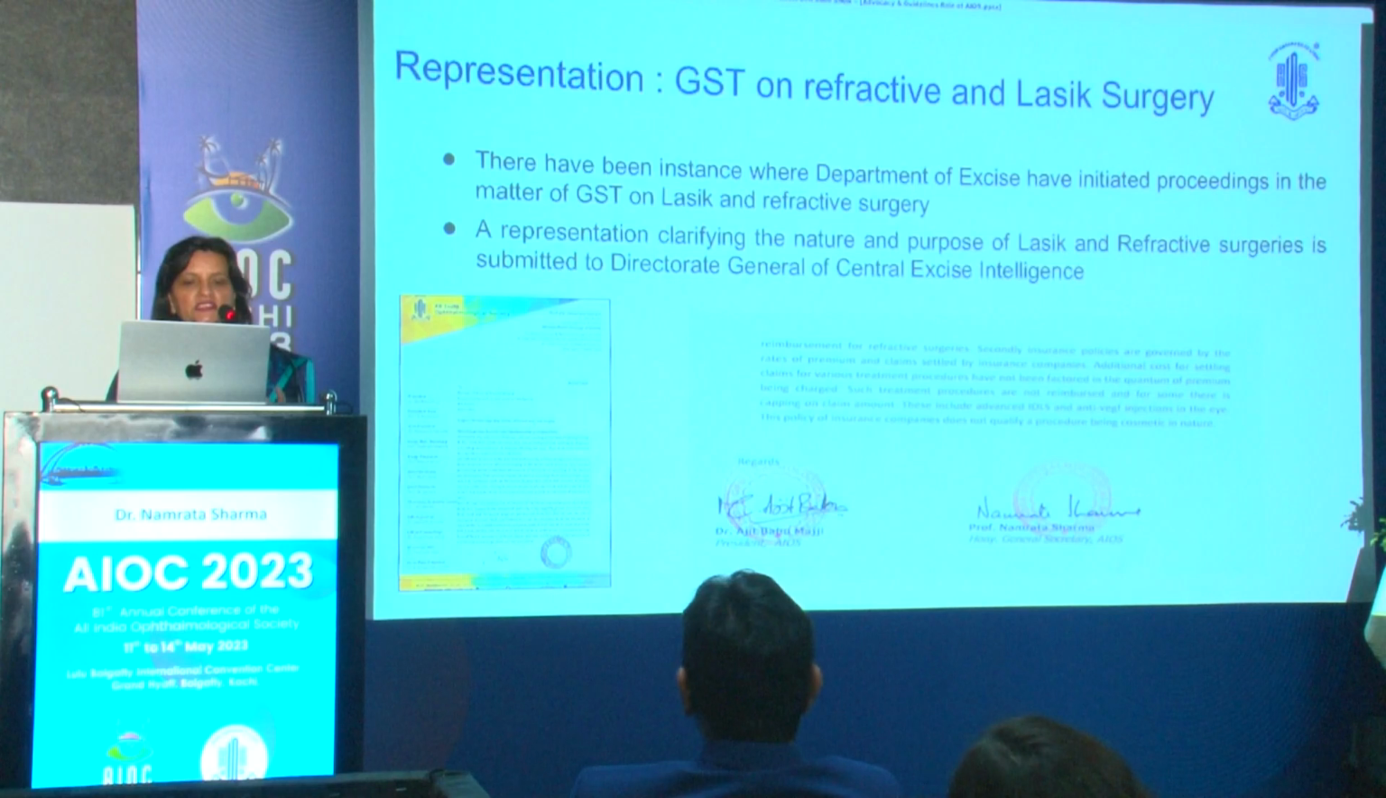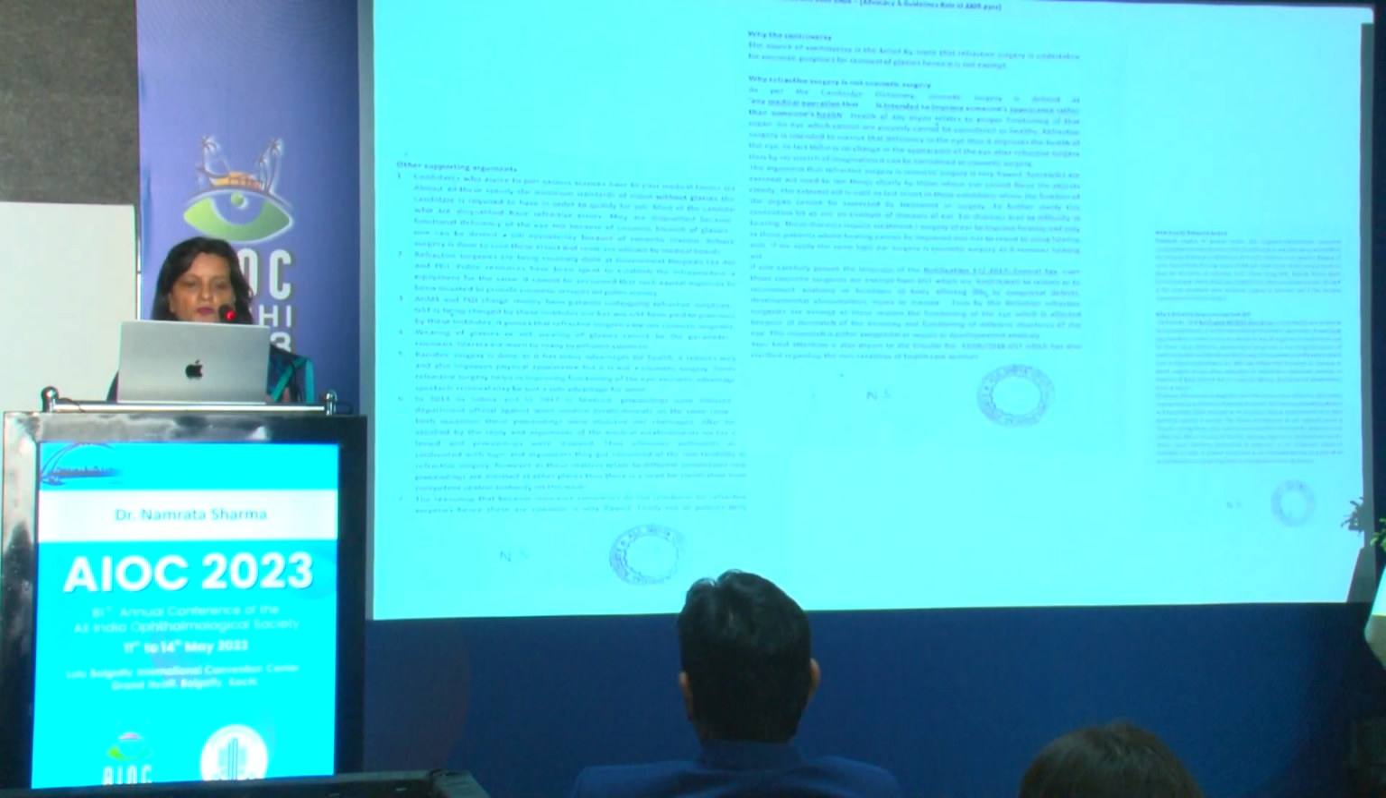Then likewise, there was a GST on refractive and LASIK surgery, and again we represented to the Department of Excise that this GST on cosmetic surgery they were wanting to levy, but as of now it is not there. I don't know whether it is there in all the states or not, but at that time measures were taken so that this was exempted, because refractive surgery is not a purely cosmetic surgery, it has a therapeutic role also.